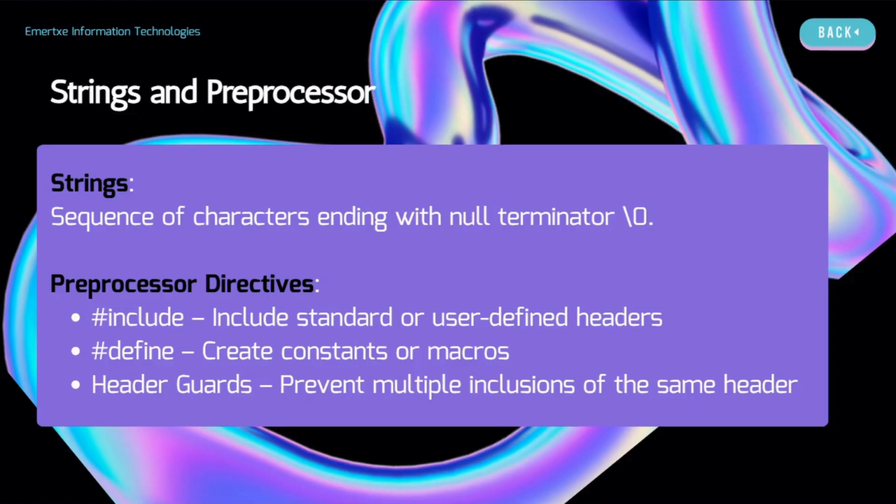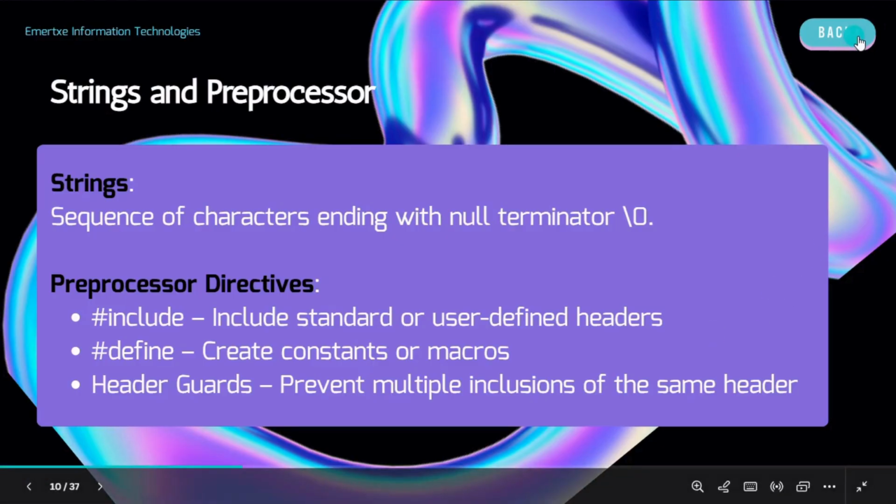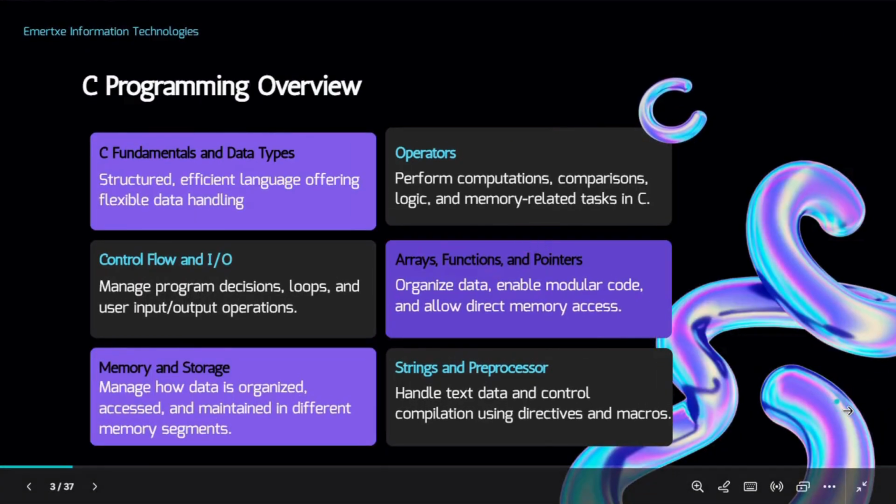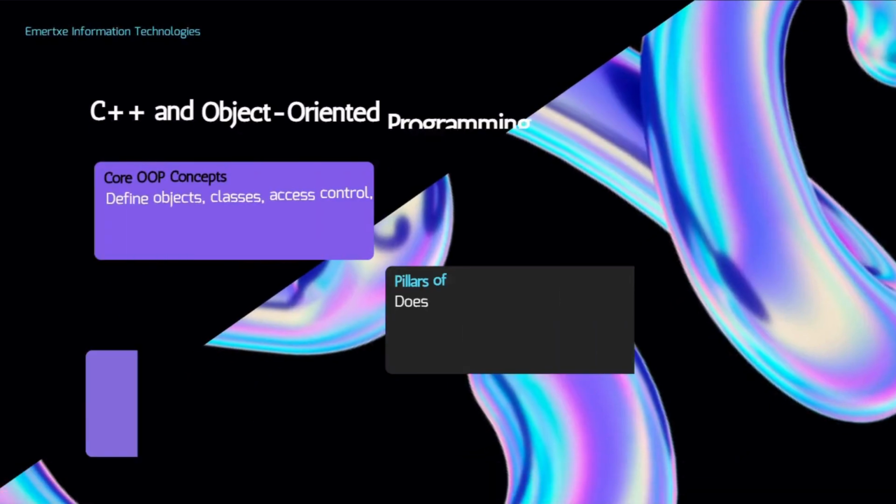Examples: #include to add header files, #define to create constants or macros, and header guards to prevent multiple inclusions of the same file. These tools make our programs clearer, reusable, and easier to maintain. Now, let's conclude with the basics of C and move on to the more functional and object oriented C++.